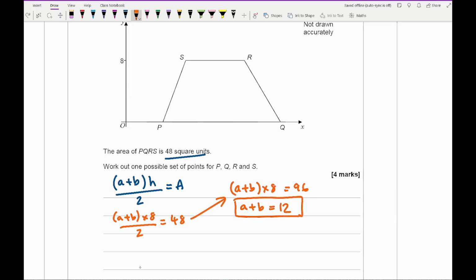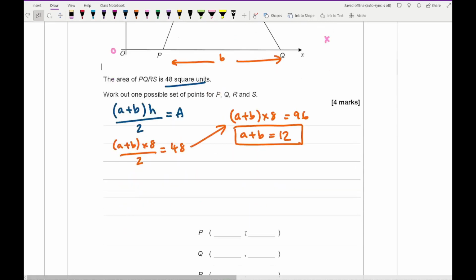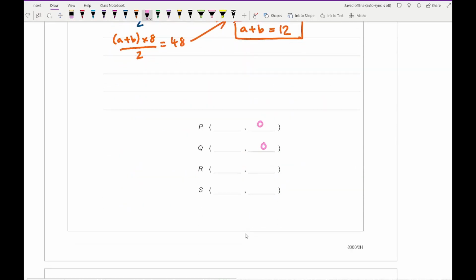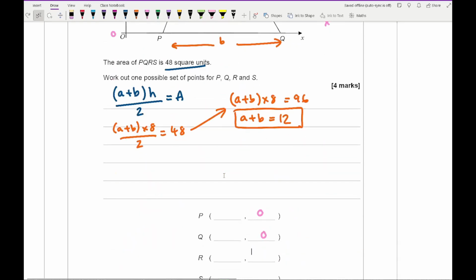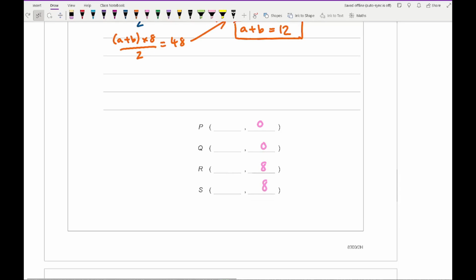Now a is this distance here, and b is this distance here. Now from this, we just need to pick some parameters. We know that a plus b has got to equal 12. From this, I can work out what the y ordinates are going to be. So here at P and at Q, the y ordinate is 0. So P and Q, y ordinate is 0. And for R and S, the y ordinate is 8. So they are definitely going to be fixed.